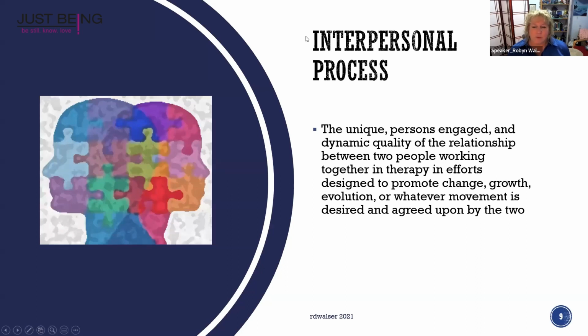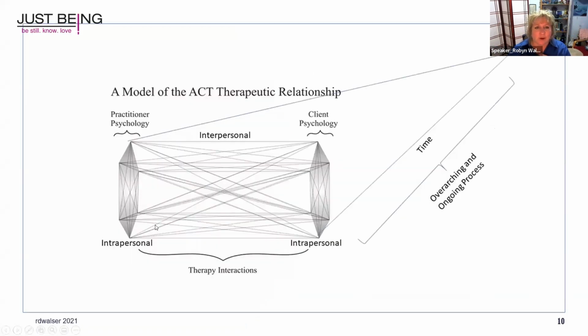And what I want to say here is that this is a little bit more complicated. It's you and the other person engaged in a dynamic quality, right? Like think about how sessions go. They're filled with a lot of different material, and sometimes they cover a lot of territory. And so it's a dynamic quality of the relationship between both of you, and that you're working together to promote change, growth, evolution, or whatever movement is desired and agreed upon by the two of you. So there's another process that's a container for the 6 core processes. And we don't often hear about these two. And then there's yet a third.